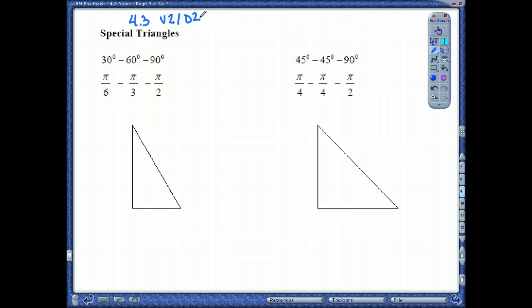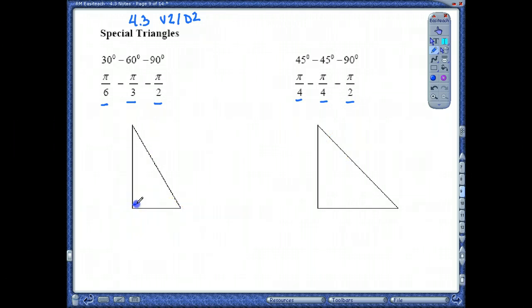We've got the 30, 60, 90 right triangle, which in radian form is pi over 6, because that's 30 degrees, pi over 3, which is 60 degrees, and pi over 2. And we have the isosceles right triangle, which is the 45, 45, 90, which is pi over 4, that's 45 degrees, pi over 4, and then pi over 2. Now when we're looking at these triangles, we have to have these triangles memorized.